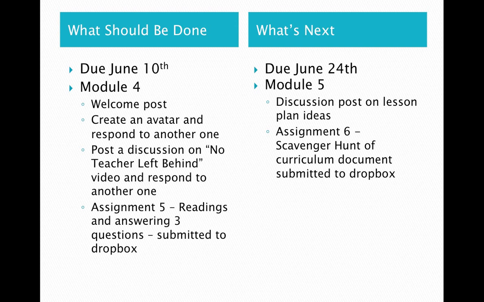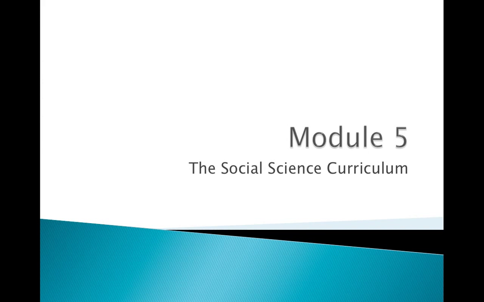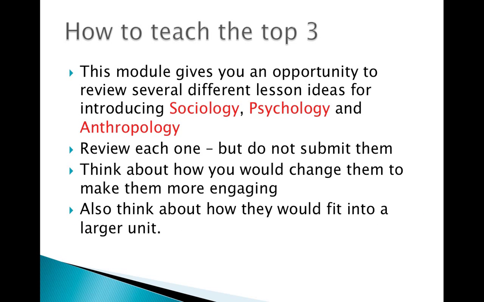So what's up next is Module 5, and all of Module 5 needs to be completed by June 24th. So there's a discussion post to go in there and then another assignment to be completed. So let's take a closer look at that. The title for this module is called the Social Science Curriculum. So this is actually opening the document and you're going to search for a few things in there.